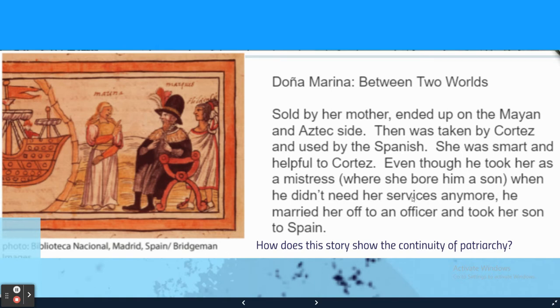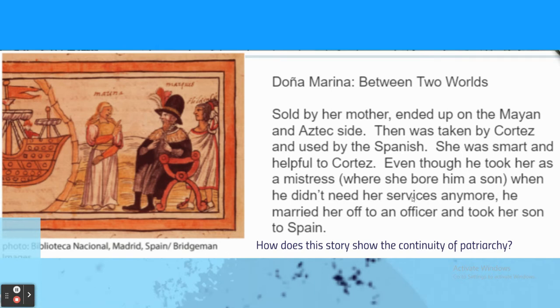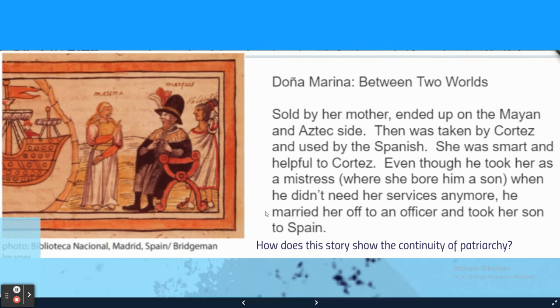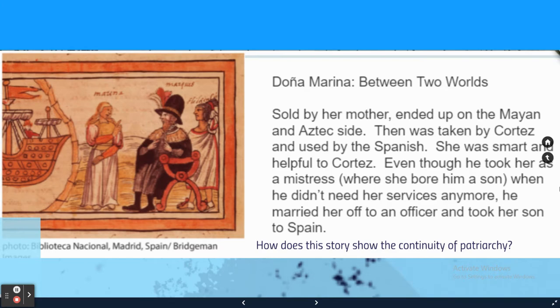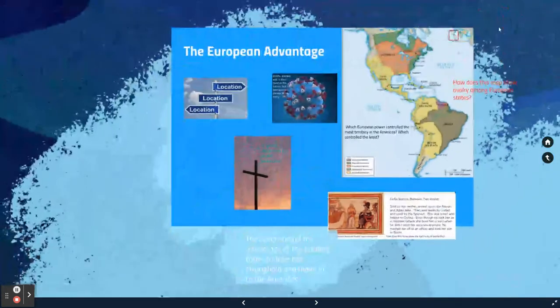She bore him a son. When he didn't need her services anymore, he married her off to an officer and then took her son to Spain. The interesting thing is, he felt like he was doing her a favor by giving her to an officer, but also he took her son. So, how is this going to show any continuity of patriarchy? Well, if you think about the fact that the woman had no say in where she was, who she was with, and also she had no control over her son who was taken from her.